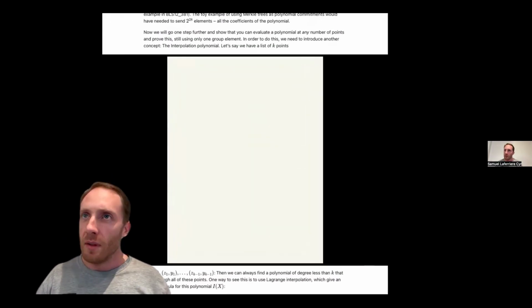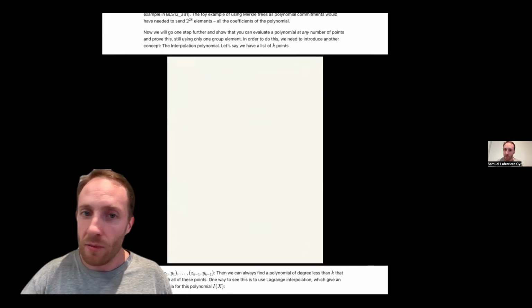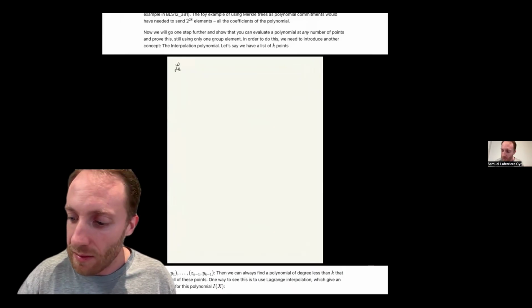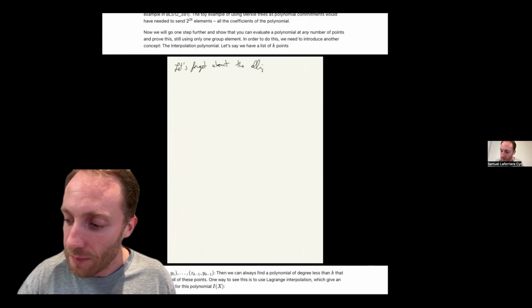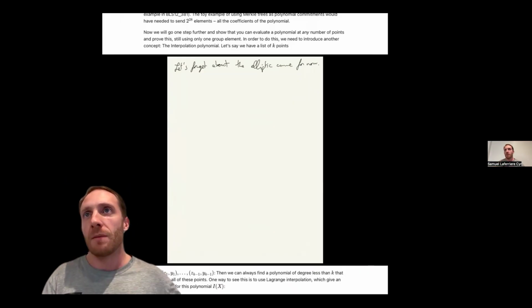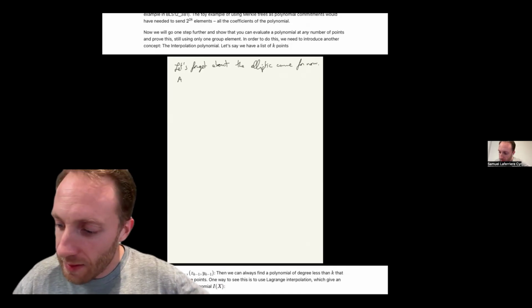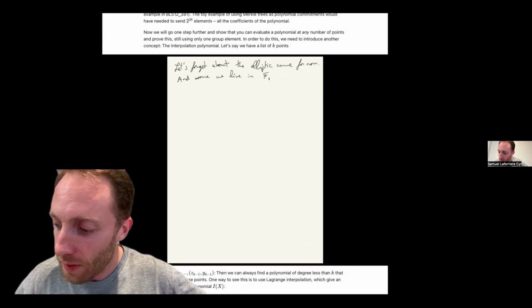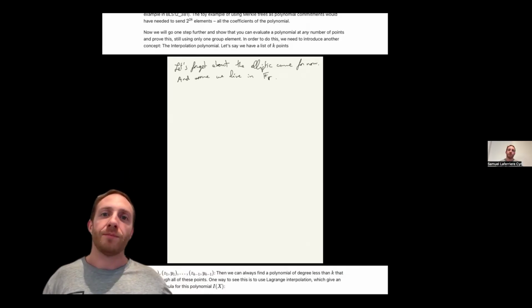Okay. So again, what I was saying is let's forget about the elliptic curve for now, and assume we live in FR. So we're just in the field.